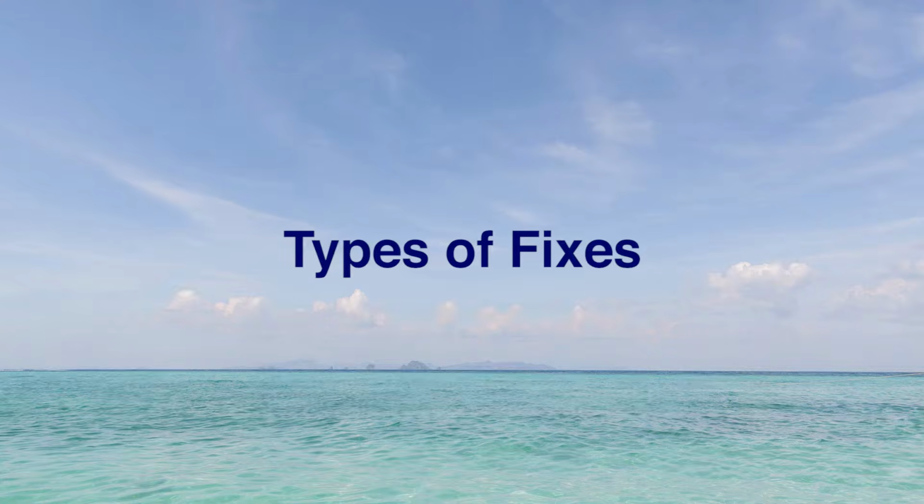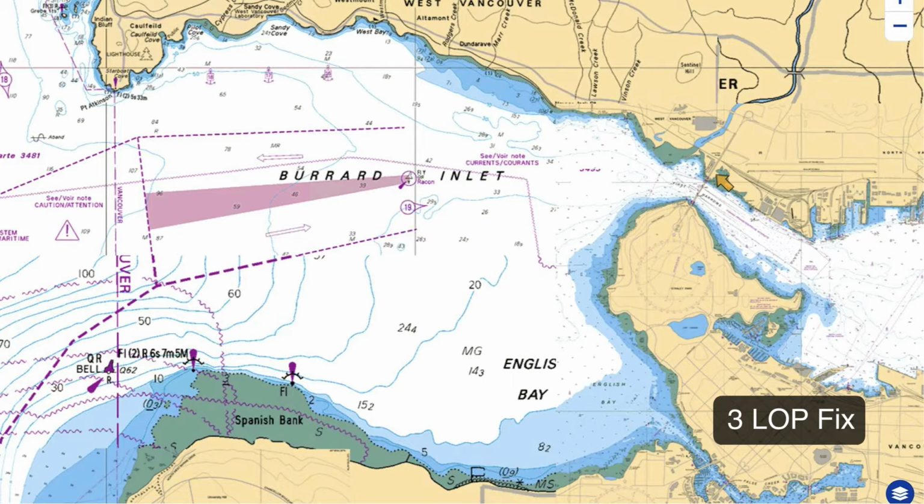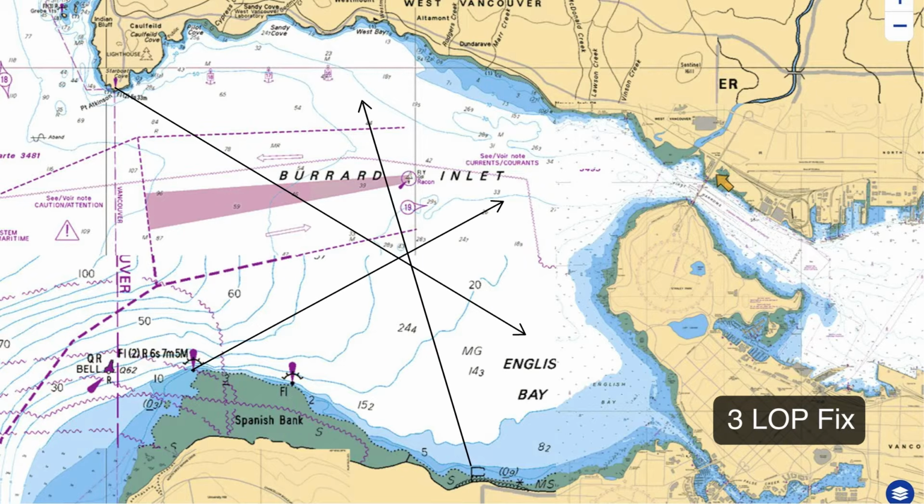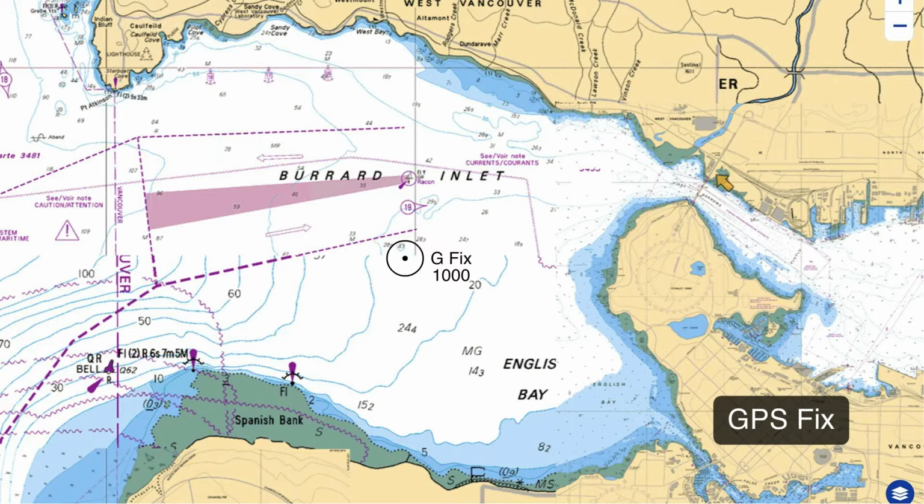Fixes are known positions, and in addition to LOPs, there are various other ways of fixing a position, and they are labeled accordingly. We've already talked about the 3 LOP fix. A G-fix is a position determined by plotting latitude and longitude obtained from a GPS device. An R-fix is a running fix, which I will cover in Basic Plotting Part 2. Finally, we have the RA fix, which is a position determined by radar.